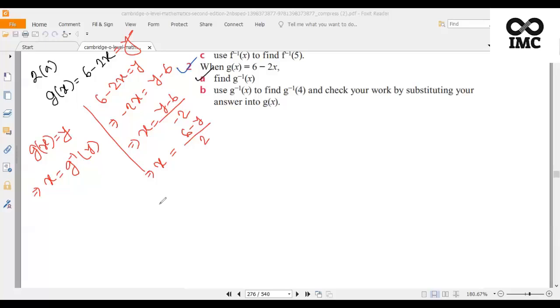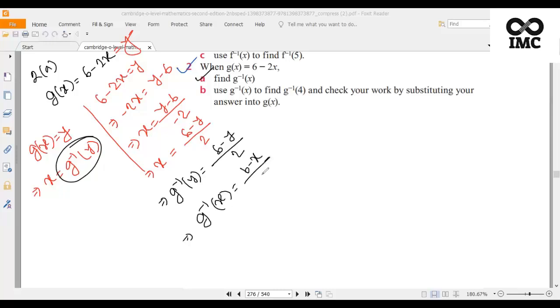Now, what is x? We have already found x equal to g inverse y. So instead of x, we need to input g inverse y. Okay. G inverse y equal to 6 minus y by 2. Then what will be g inverse x? G inverse x will be 6 minus x by 2.